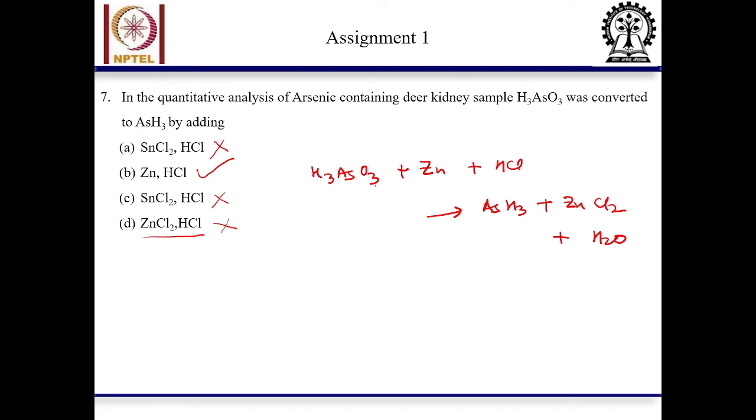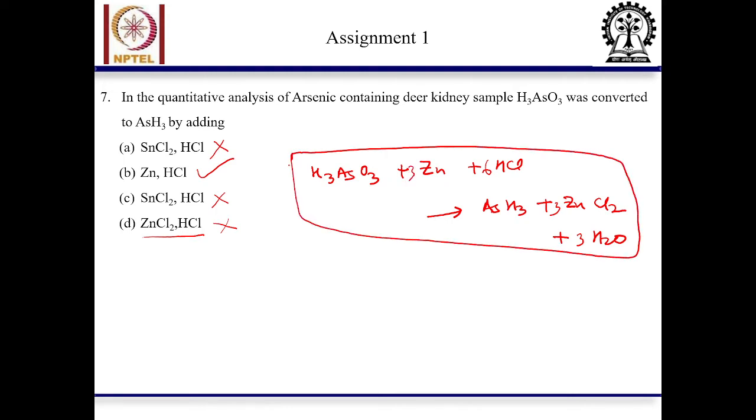So basically 3 water molecules will come out, so here we need 6. Now we have 6 Cl, so here we have to give 3. Now we have to give 3 zinc. So in this way we can do the stoichiometry.